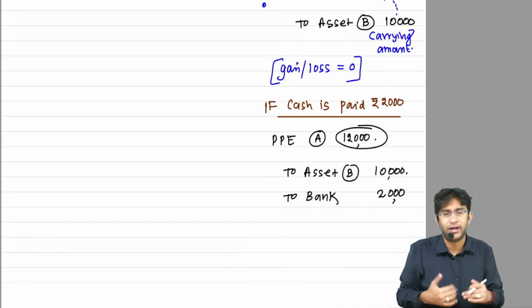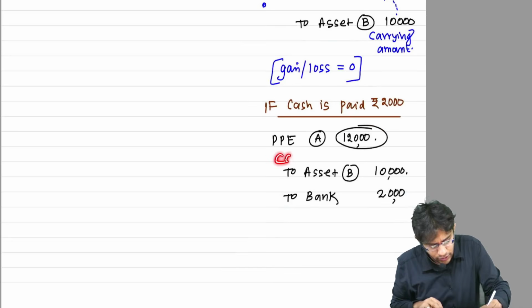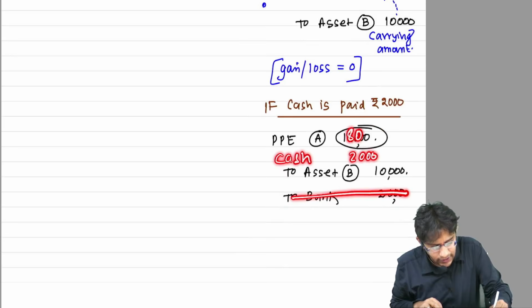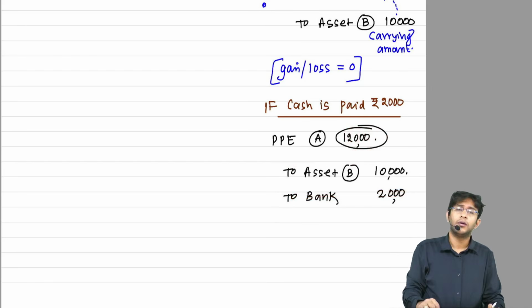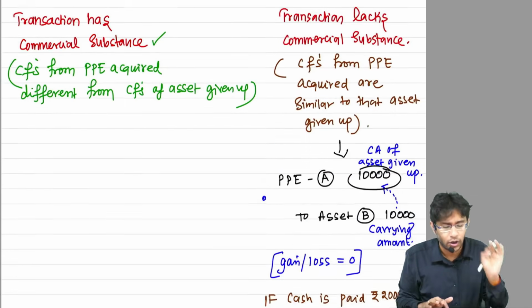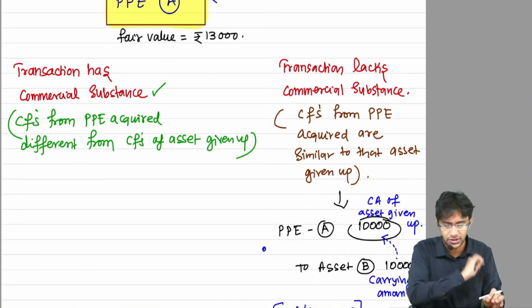Sir, what if you received cash? Then also the same, sir. I would have recorded cash here, 2,000. The number would not have been the same. Let's say 8,000, I would have written. Simple as that. Gain or loss should not be there when the transaction does not have commercial substance.